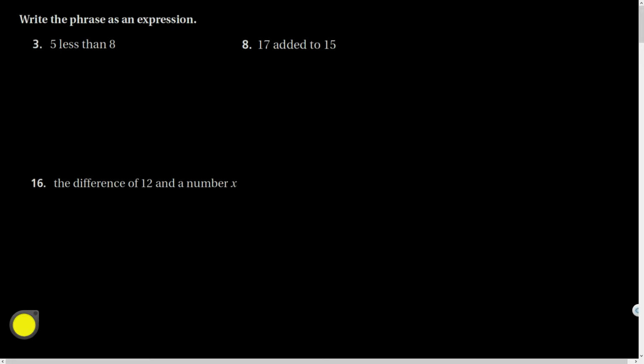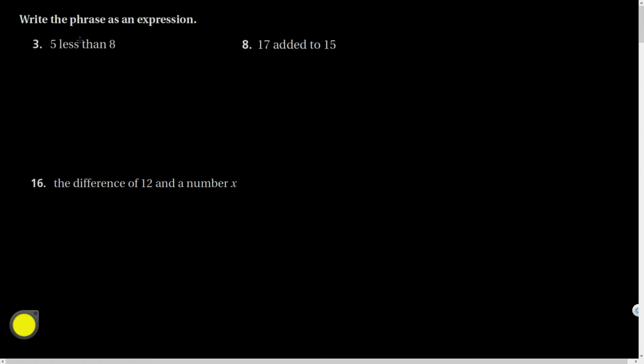We were translating verbal phrases into mathematical expressions, algebraic even. So we were practicing some of the language with some of these words and what mathematical operations they represented. So when I read this for number 3, it says 5 less than 8. Notice it doesn't say is less than, because then it would be referring to a less than sign. It'd be a relationship between those two things.